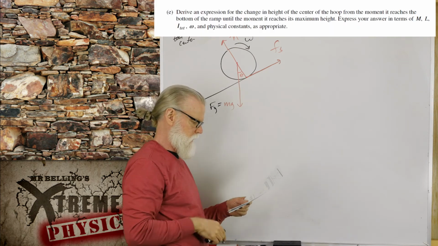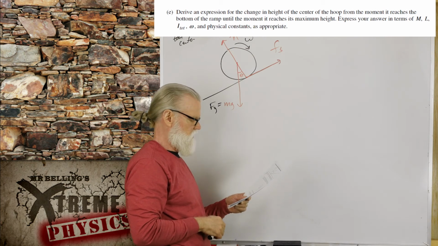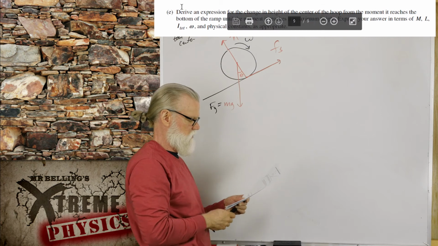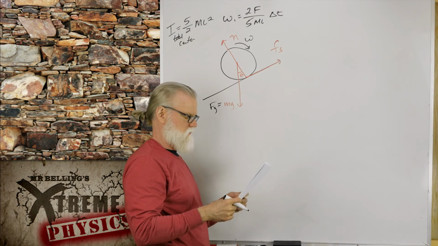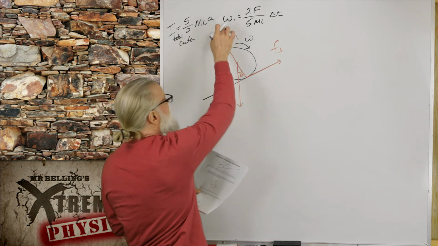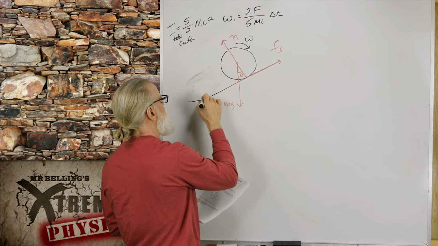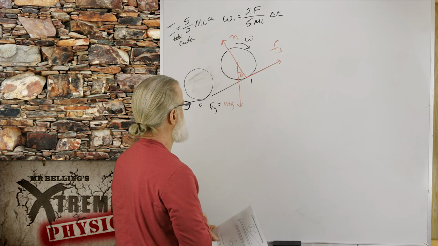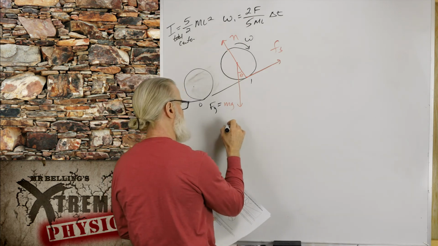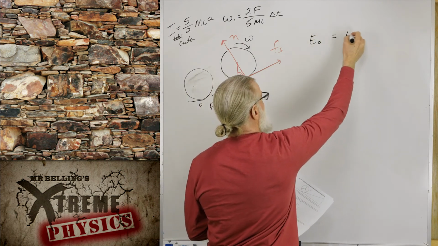Derive an expression for the change in height in the center of the hoop from the moment it reaches the bottom of the ramp until the moment it reaches the maximum height. Express your answer in terms of M, L, I total, omega, and physical constants as appropriate. All right, so omega is the speed at the bottom. That's our omega right there. So this is going to be a conservation of energy problem. It starts at the bottom right here at 0 and goes to some height here, 1. So we're going to use conservation of energy. Energy at 0 equals energy at 1.